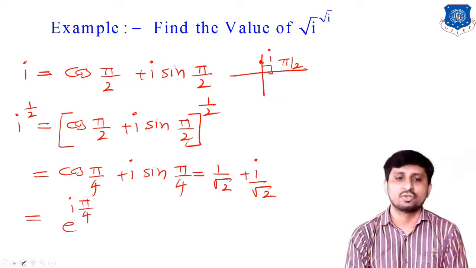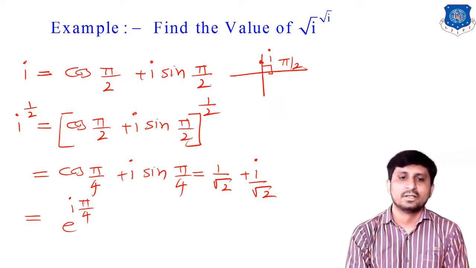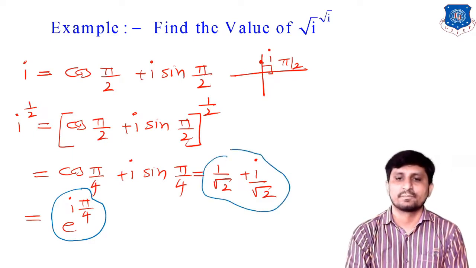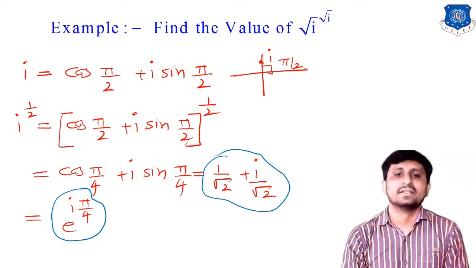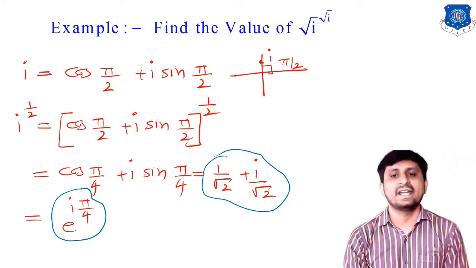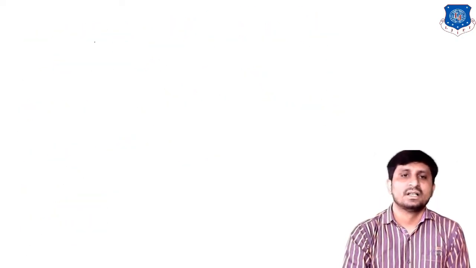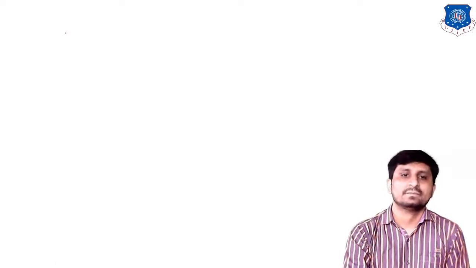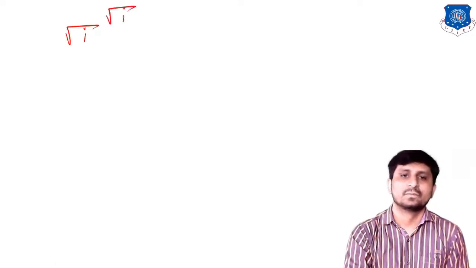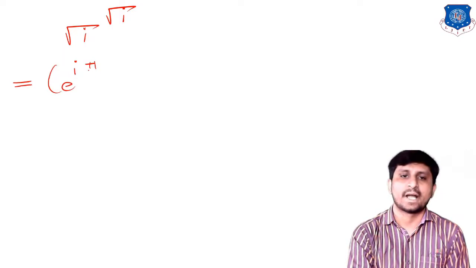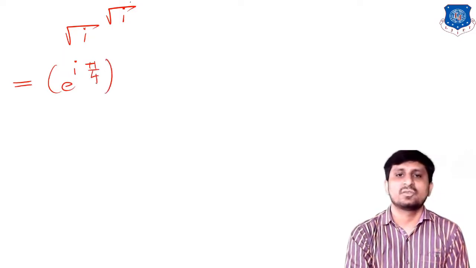So now I have two values. The first value is e raised to i pi by 4, and the second value is 1 by root 2 plus i by root 2. So the value of root i is e raised to i pi by 4 and also 1 by root 2 plus i by root 2. Now, very interesting, now I want to find root i raised to root i. Okay. First of all, for this root i use e raised to i pi by 4, and for this root i use 1 by root 2 plus i by root 2.